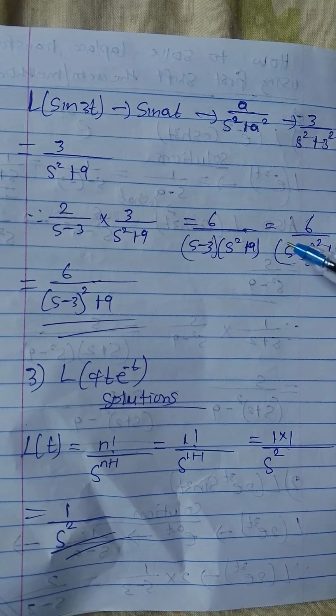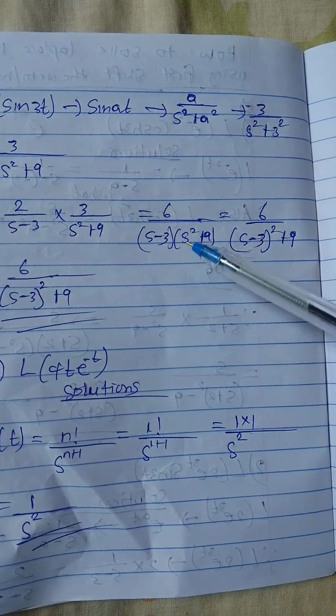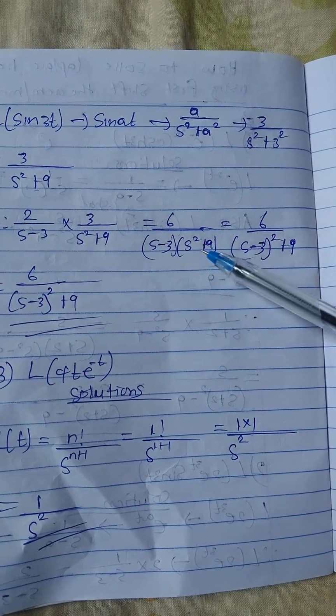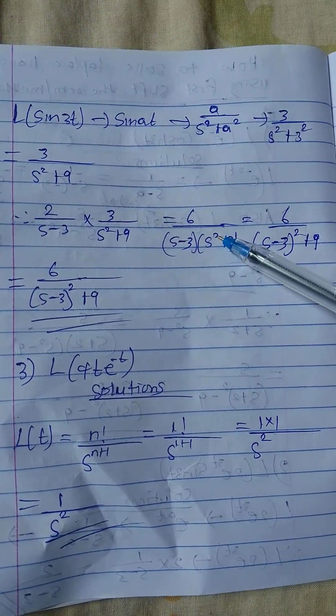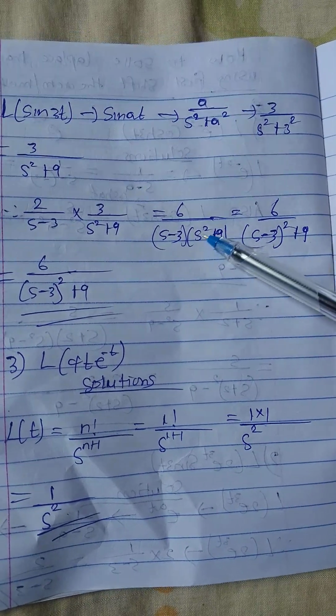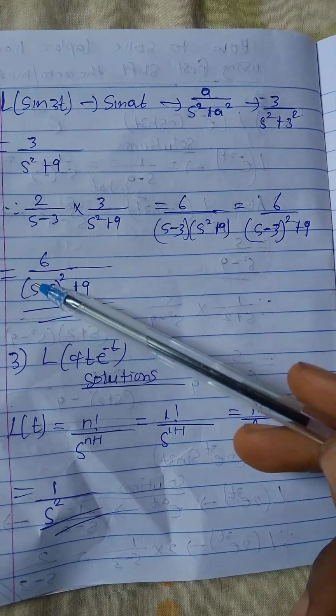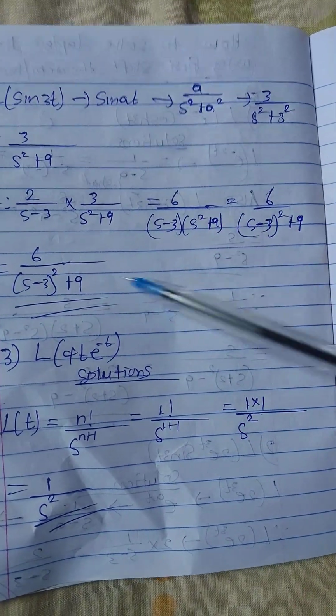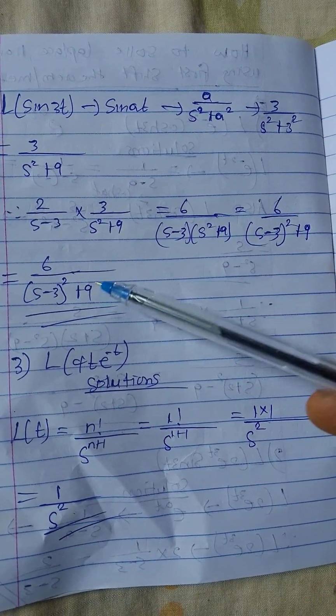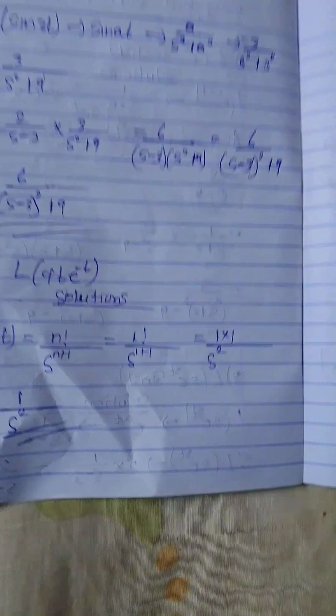Now by using the shift theory method we have 6 over the same thing, transfer the highest power to the lowest power. The highest power here is in x squared plus 9, and the power is 2. So I have to transfer 2 to the lowest power here, which is x minus 3 all raised to the power 2, plus 9. So this is the answer for this. Very simple. So I have question number 3.